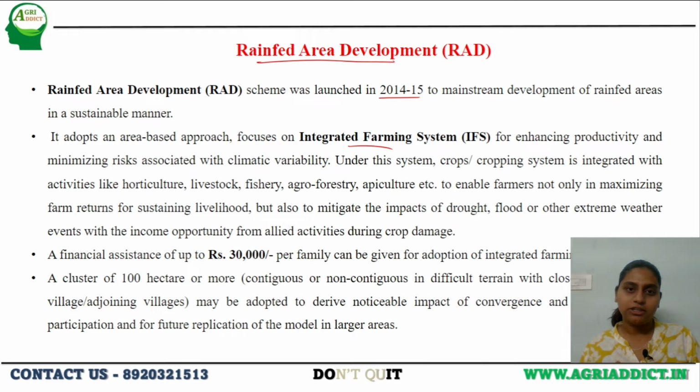So they promoted integrated farming system, that is, along with crops, they also promoted livestock, fishery, agroforestry, apiculture, horticultural crops, silkworm rearing, etc. They promoted this among the farmers, and every month they are providing 30,000 rupees per family who are interested to take up integrated farming system. And in many villages, about 100 hectares or more are taken, and they are making one cluster, and they are promoting integrated farming system within that cluster also.